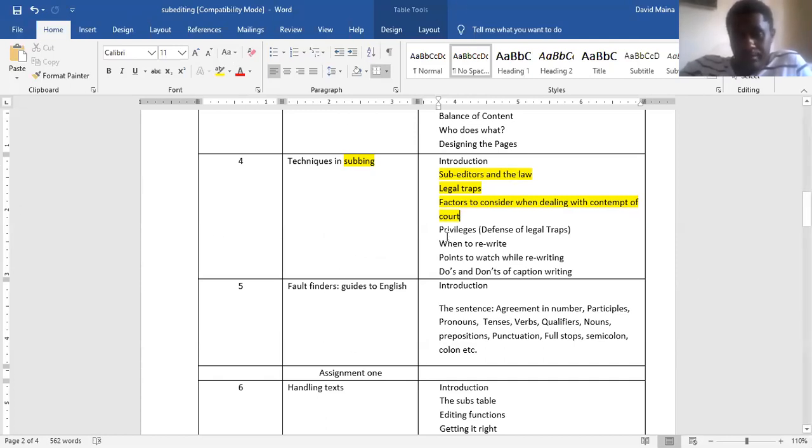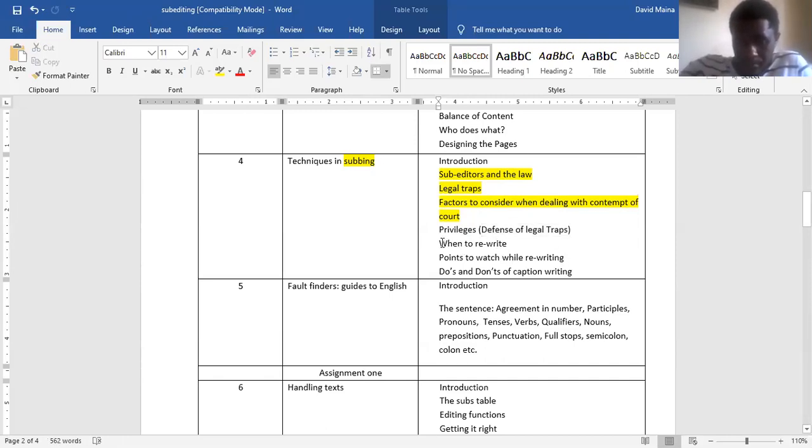So we will look at privileges. Privileges, we only have two: absolute privilege and qualified privilege. We look at those two. And defenses of legal traps: in case you find yourself in a legal trap, how do you defend yourself? Like if you find yourself in contempt of court, how do you defend yourself?